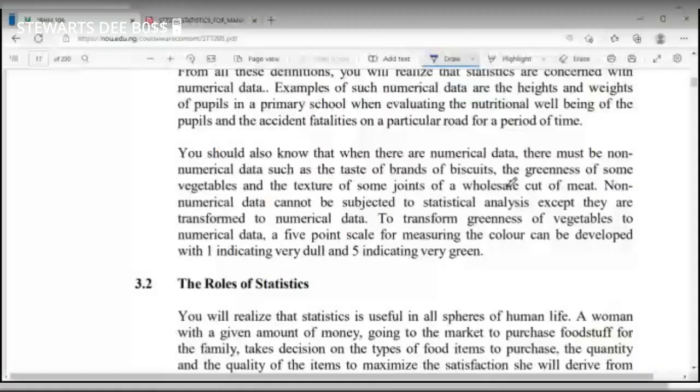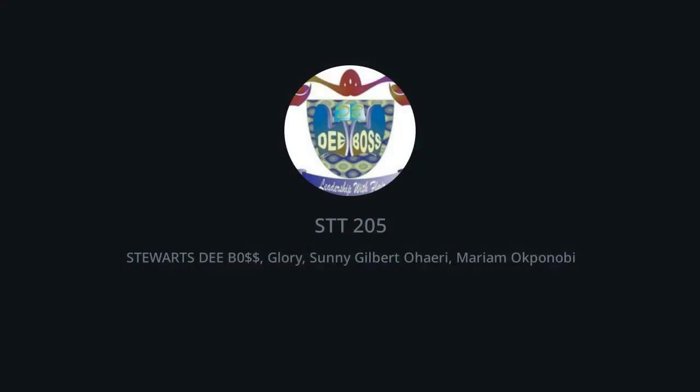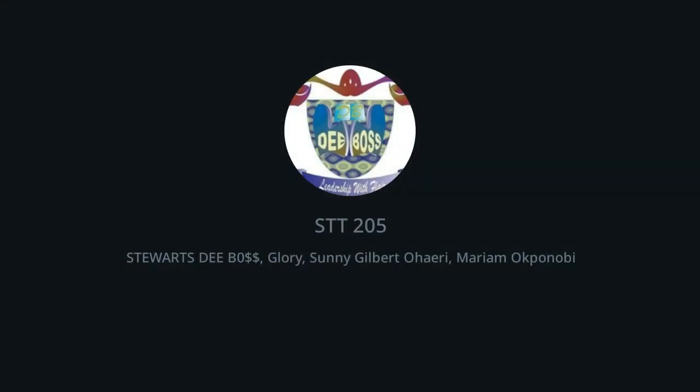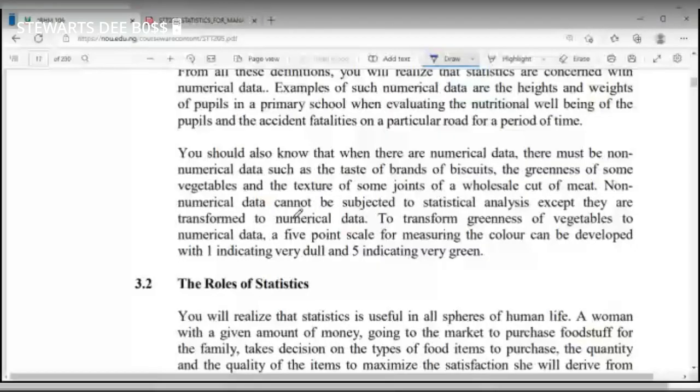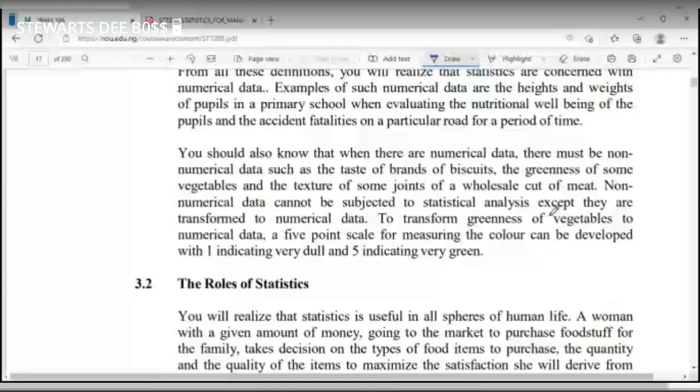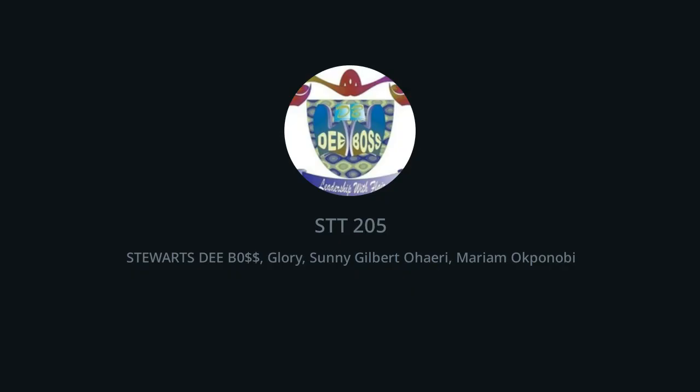All right. So they said here that non-numerical data cannot be subjected to statistical analysis except if they are transformed first to numerical data. Now, to transform greenness of vegetables to numerical data, a 5-point scale for measuring the color can be developed, with 1 indicating very dull and 5 indicating very green.